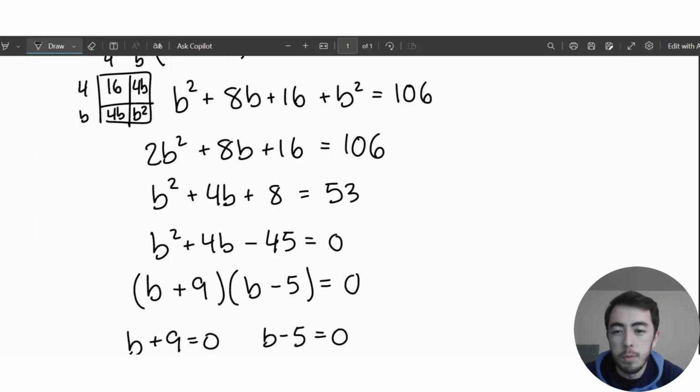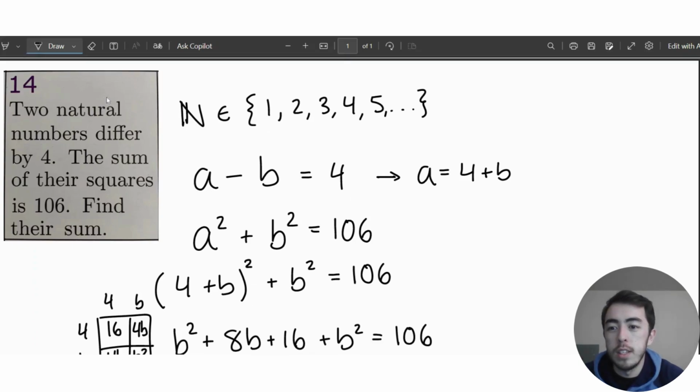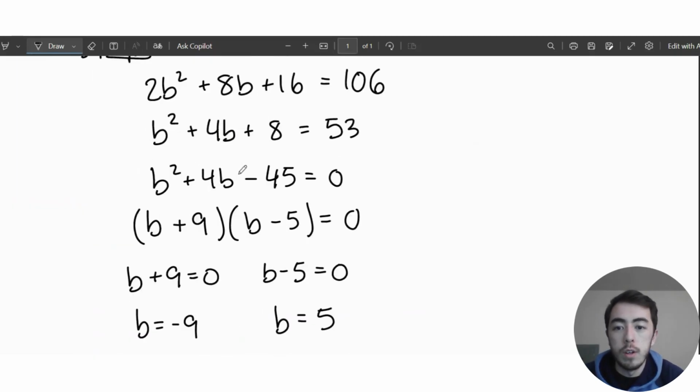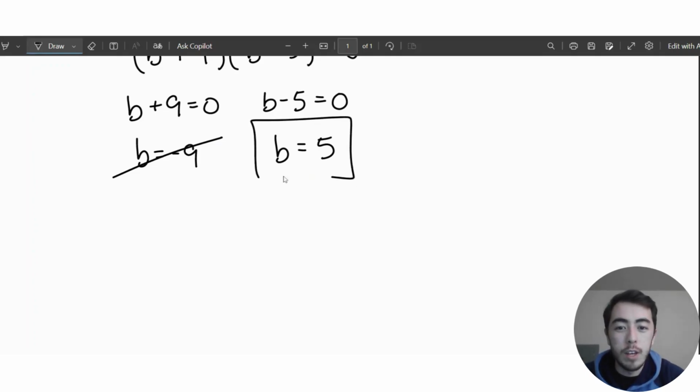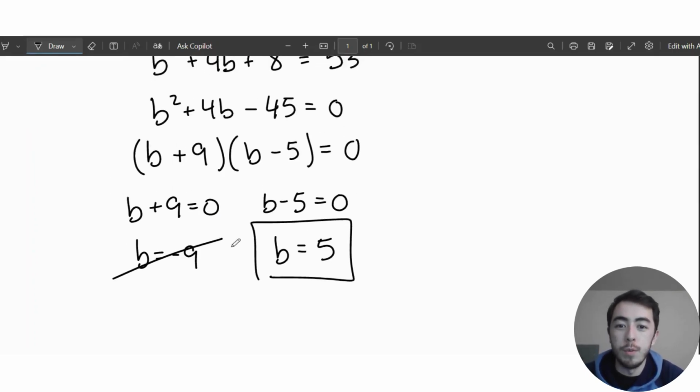So let's scroll back up a little bit because it says that these have to be natural numbers, which are again 1 or greater and whole numbers. So even though down here my math says that negative 9 is a solution, I can't accept it because it's not a natural number. So I know that b is 5 from all this hard work.